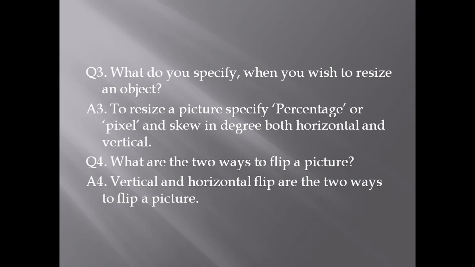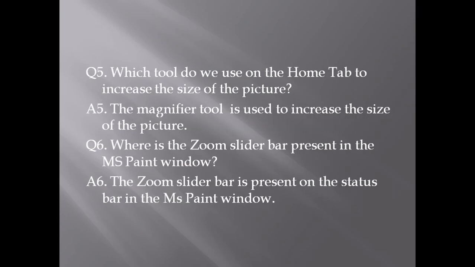What are the two ways to flip a picture? Vertical and horizontal flip are the two ways to flip a picture. Which tool do we use on the Home tab to increase the size of the picture? The magnifier tool is used to increase the size of the picture. Where is the zoom slider bar present in the MS Paint window? The zoom slider bar is present on the status bar in the MS Paint window.